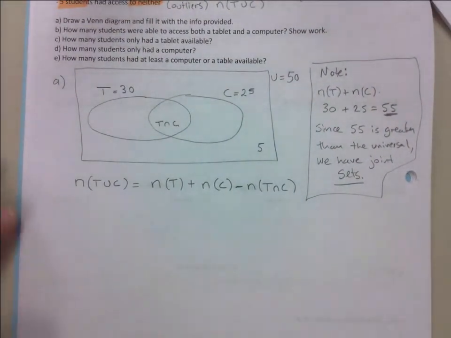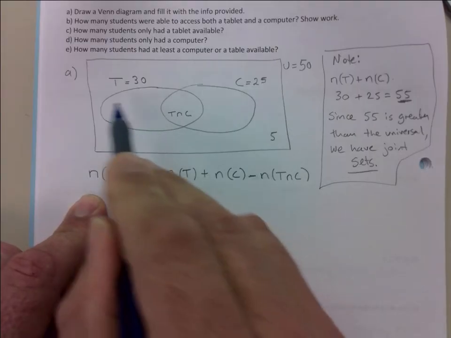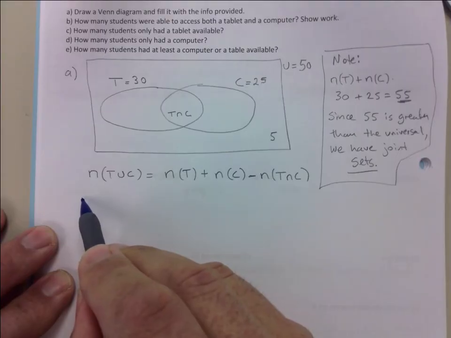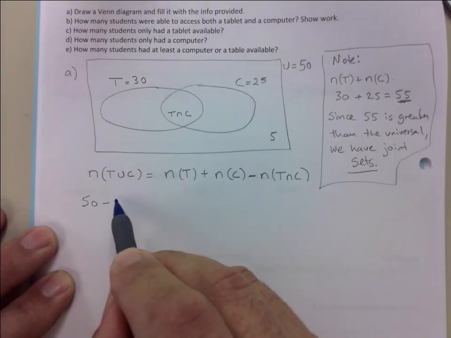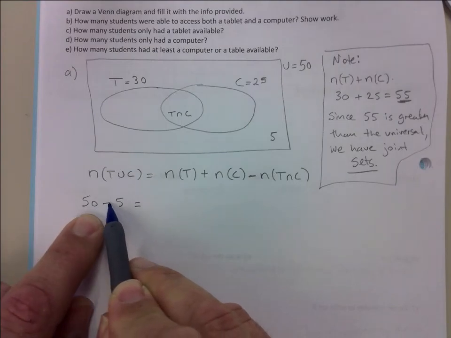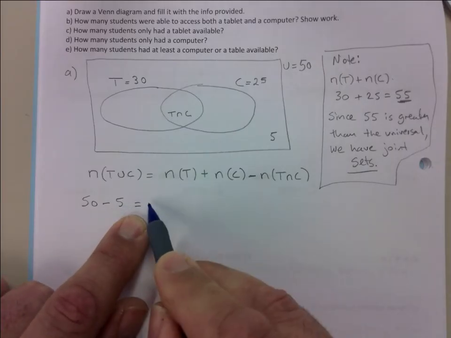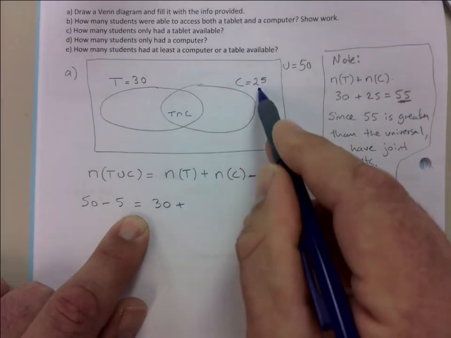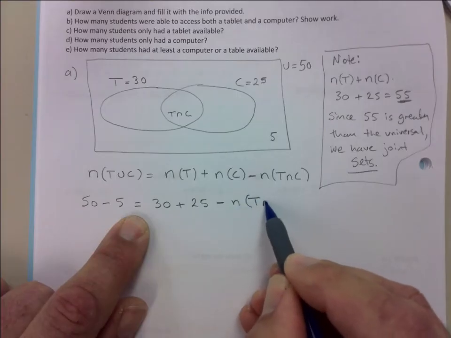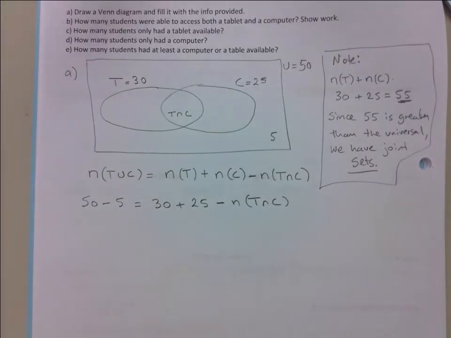Okay. So watch this. The number of T or C. How many students are in either one of those? Watch this. You go 50 minus 5. Okay? We always take our universal, we subtract any outliers if there are any, and then we fill in the rest. There are 30 in set T, there are 25 in set C, and this one is unknown to me. Down the road, I'm just going to call this X, like when I don't know a number, I'll just call it X and I'll solve for X.